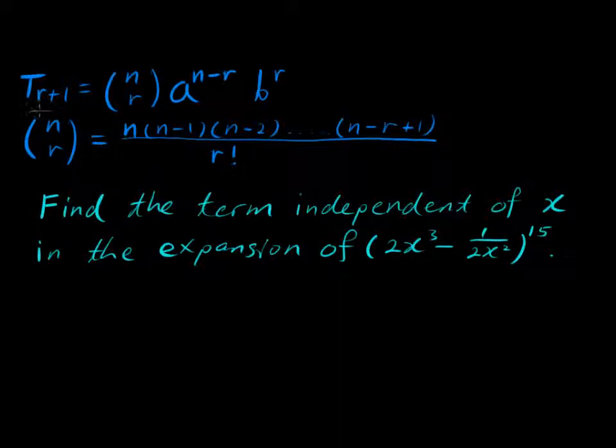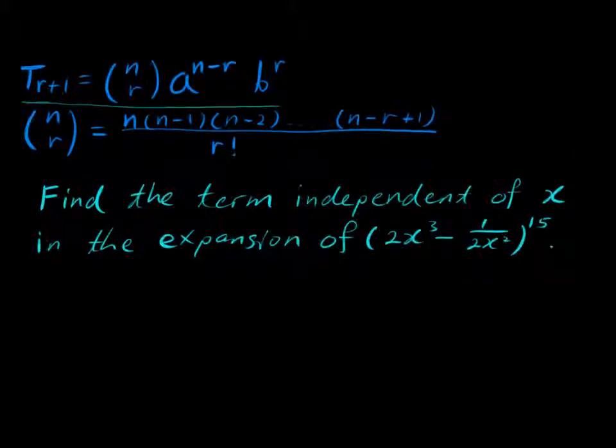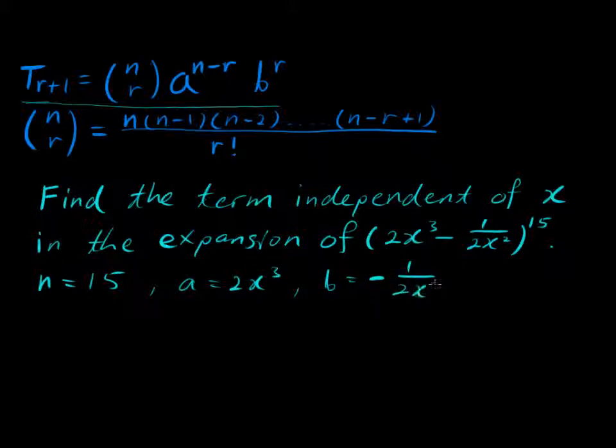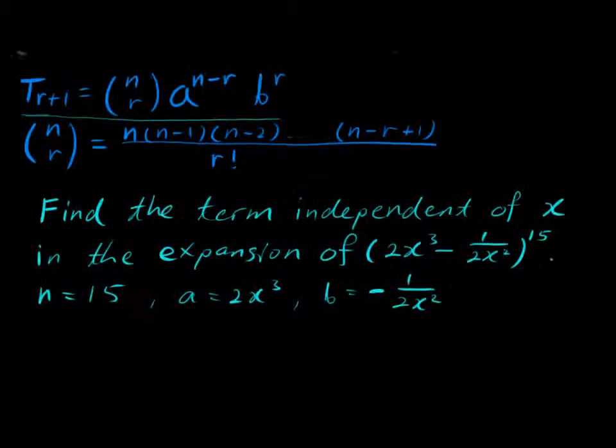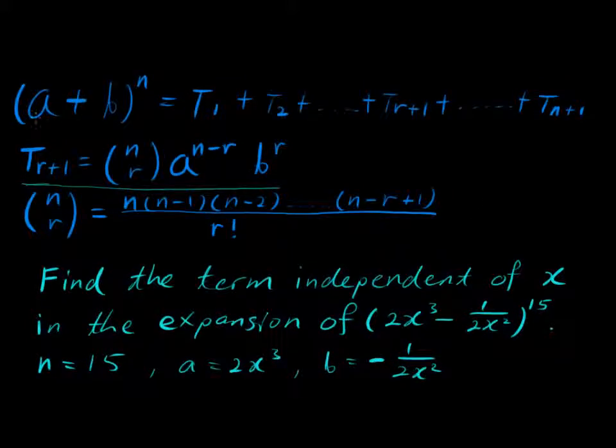the individual expression of each of the terms. In this case, we know that n is equal to 15, a is equal to 2x³, and b is equal to −1/(2x²), right? If we assume that it's going to have this form, then we can just map the terms within the bracket to a and b.